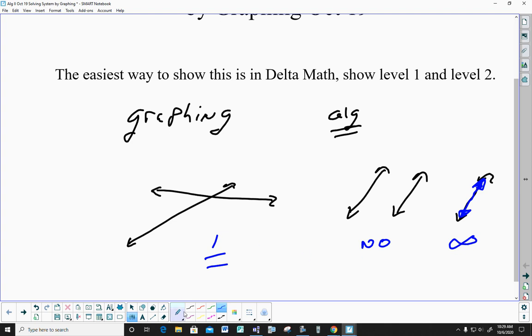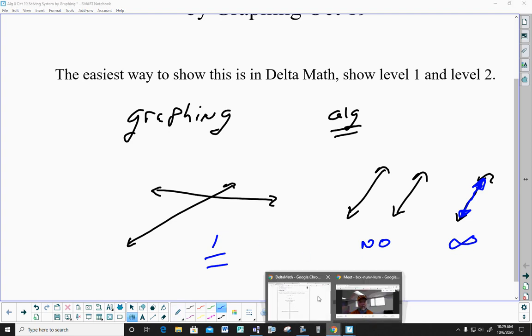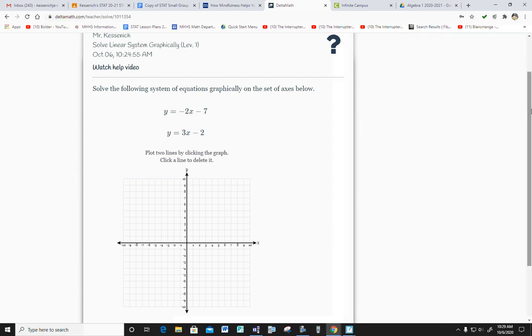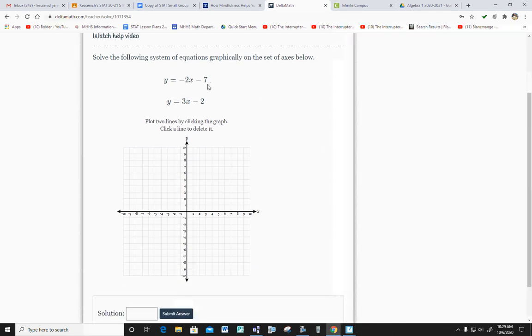Okay? So going over to Delta Math, they're going to say, solve it by graphing. Here's your two lines. Okay. So the first one, you go to your y-intercept of -7, and you click a dot. Your slope is -2, so that means you go down 2 over 1, and there's your line. To get the next one, your y-intercept is -2, and your slope is 3, so you go up 3 over 1. And the solution is where they touch.